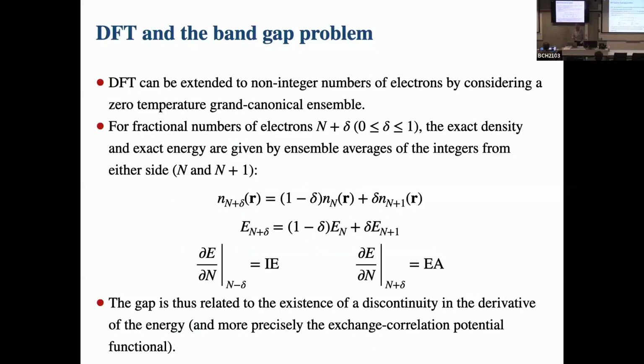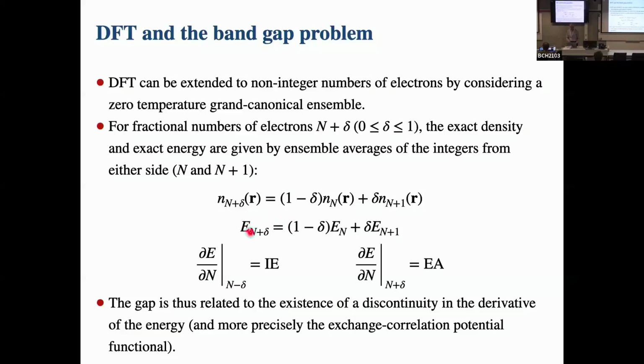Okay. And so, as I was mentioning, there is a problem of discontinuity, and I will define this more precisely. If we extend the DFT to cases where you have a non-integer number of electrons, that's weird, but we can still do that from a mathematical point of view. We introduce a fractional number of electrons, n plus delta, where n is an integer and delta is comprised between 0 and 1, okay? The density of the system of n plus delta electrons, we define it as a linear combination between the case of n electrons and n plus 1 electrons, okay?